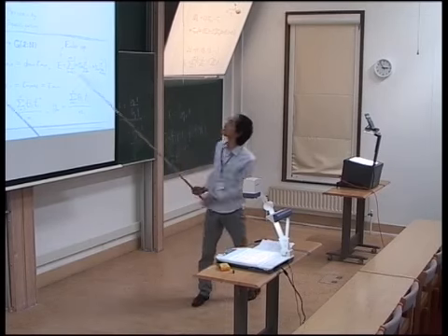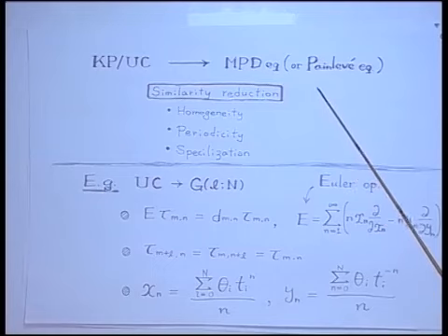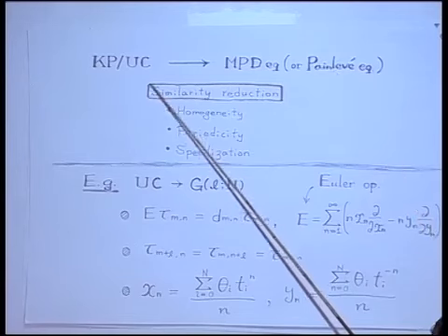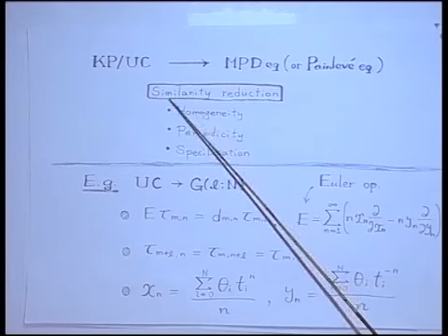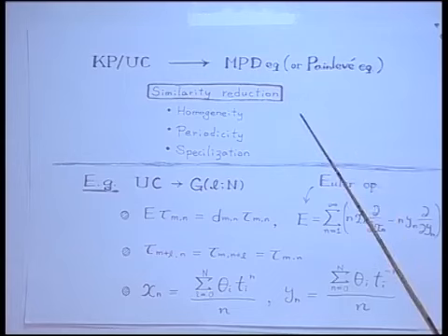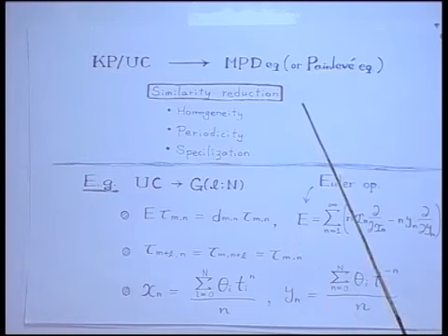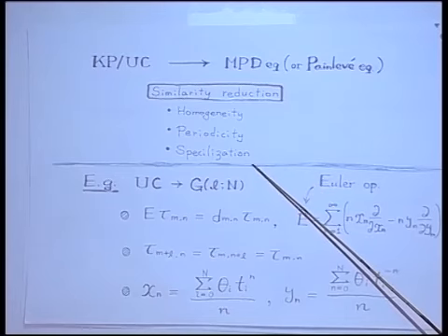So the conclusion is that the monodromy prismatic deformation equation, or Pan equation, can be obtained from the KP or UC hierarchy through similarity reduction. So what is similarity reduction? The principal ingredients of similarity reduction are homogeneity, periodicity, and specialization.